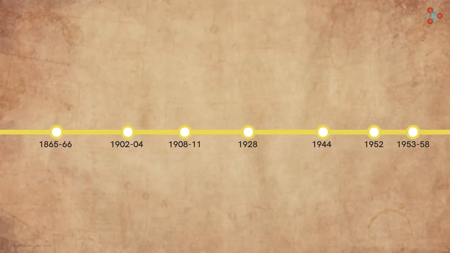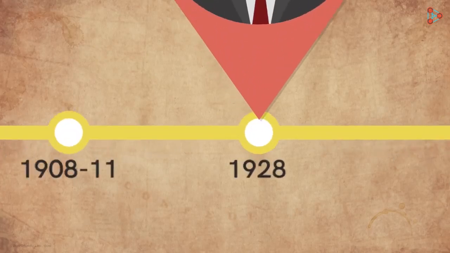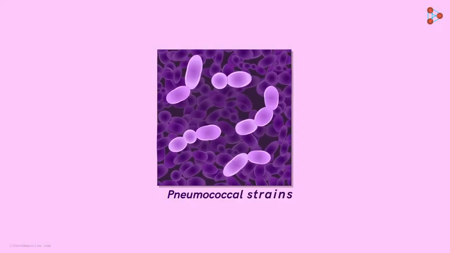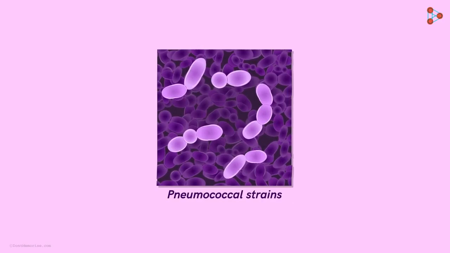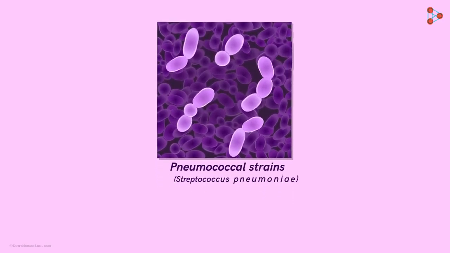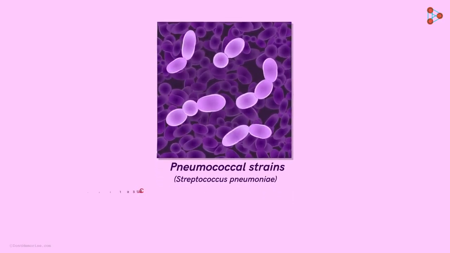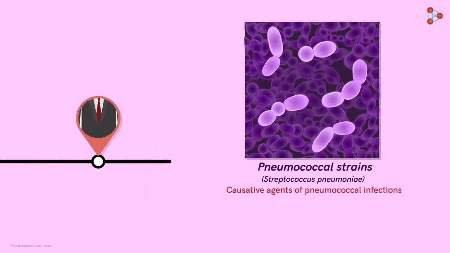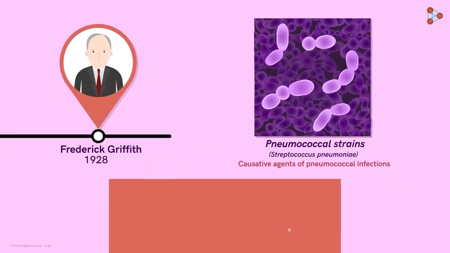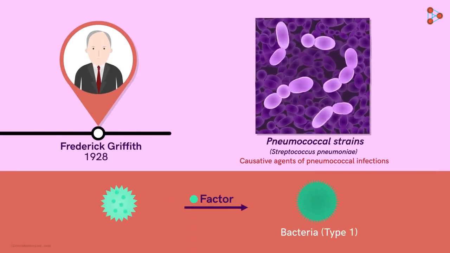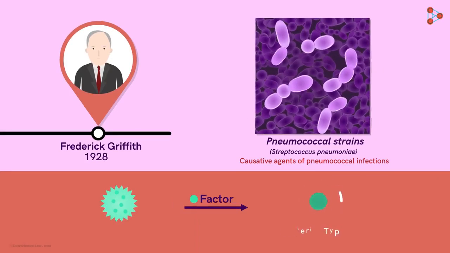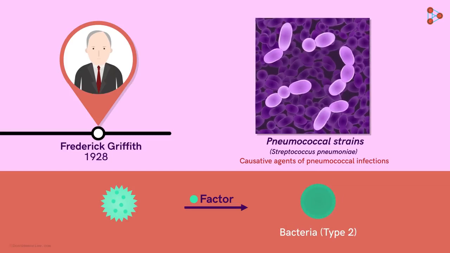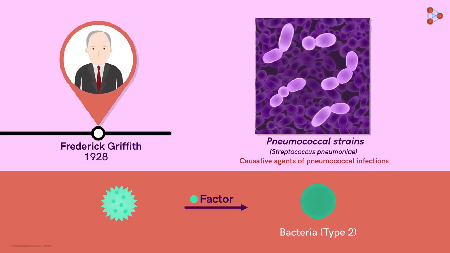In the same era, a British bacteriologist was busy handling his pneumococcal strains. They are nothing but the bacteria named Streptococcus pneumoniae, which are the causative agents of pneumococcal infections. Frederick Griffith found out that there is some factor that helps transform one bacterial type into the other. Let's have a look at this remarkable experiment.